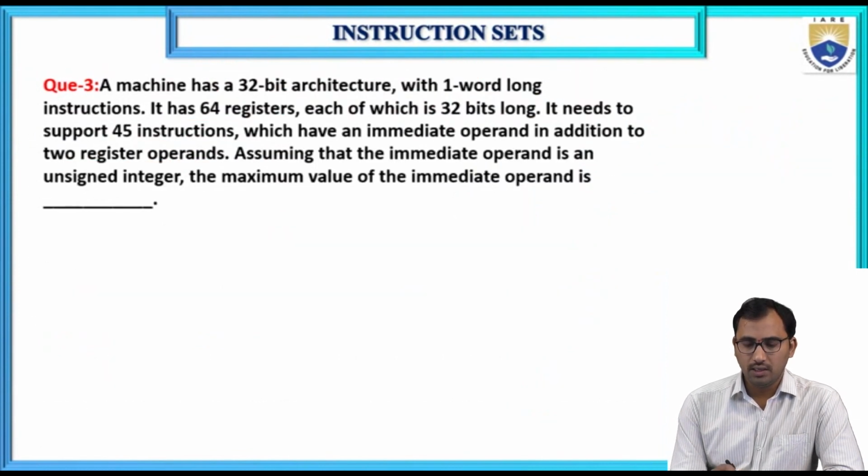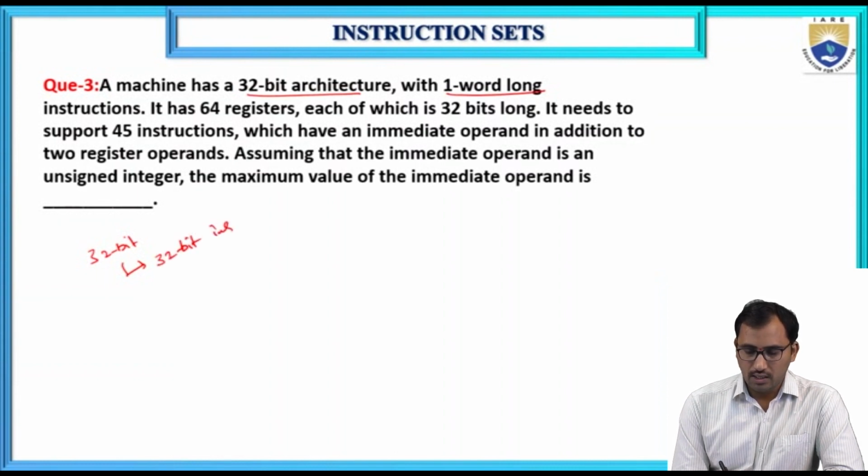Coming to the next question: a machine has a 32 bit architecture. So a machine or processor is having a 32 bit architecture with one word long instructions. Because of this 32 bit, it is a 32 bit processor, so it means one word long instruction. That means one word is equal to a 32 bit instruction length.